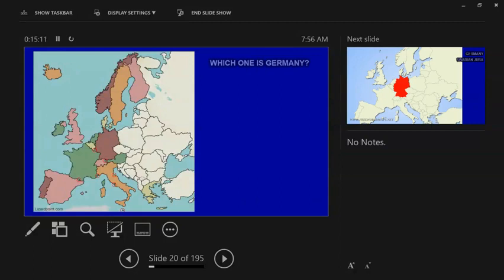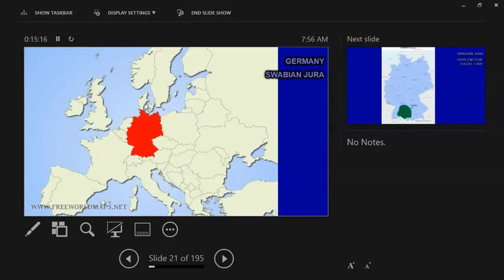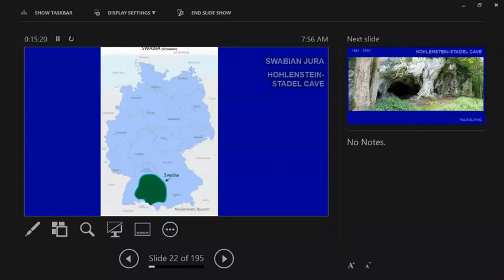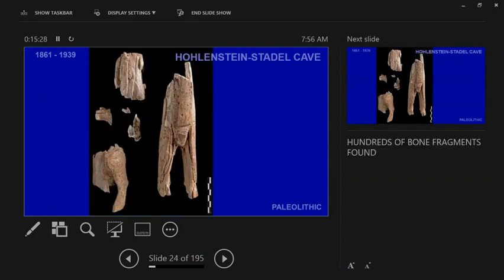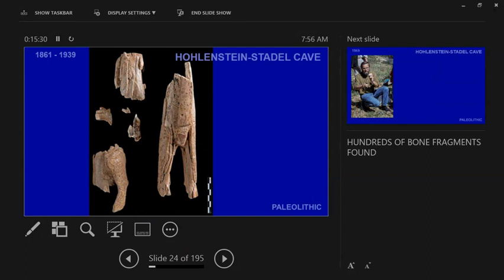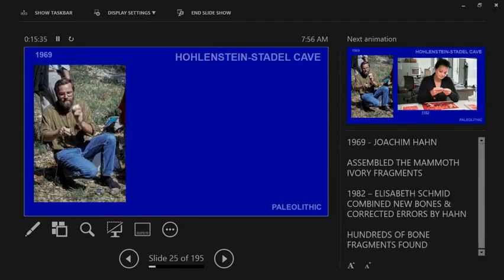All right, so in here, which one is Germany? Yeah, Germany kind of looks like Pac-Man. Right? And then we're going to go to the southern Germany area, the Swabia area, and there's this cave in there. And we're going to look at these bone fragments that were found in the cave. Hundreds of bone fragments were found. And this archaeologist took these bone fragments and assembled them together. And these are mammoth ivory fragments.